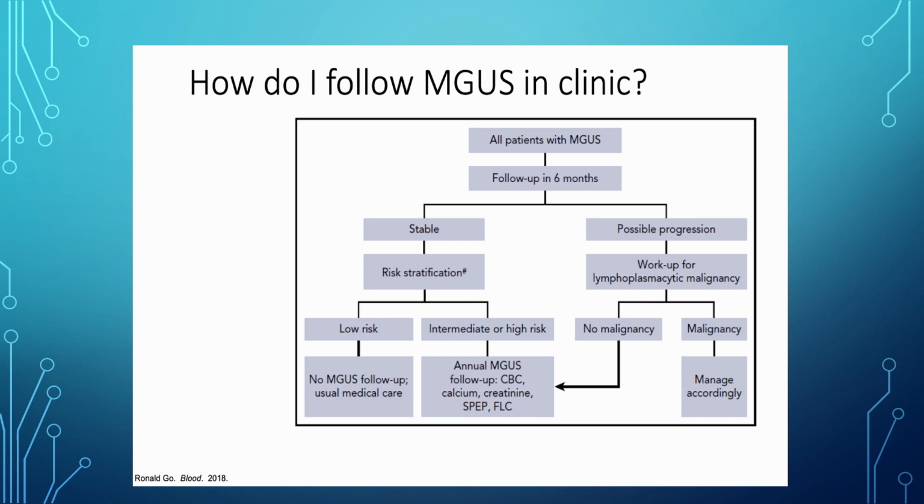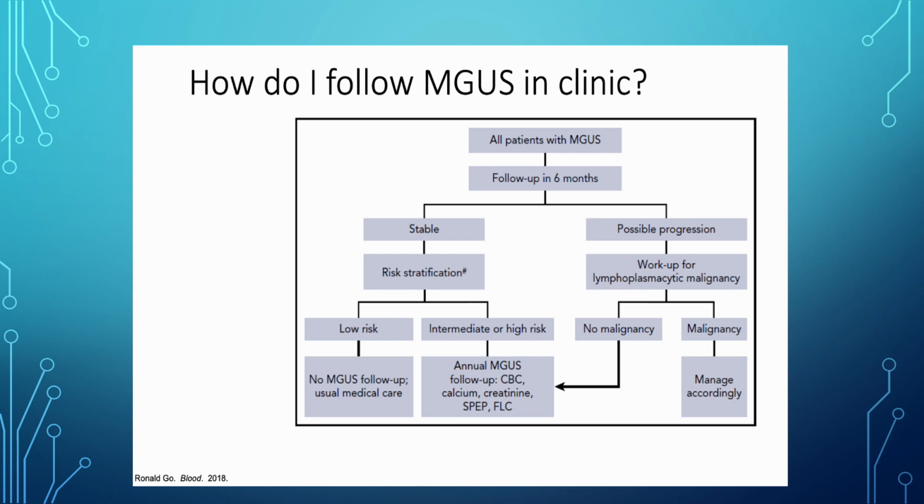So another thing is, how do I follow MGAS in clinics? Now, all patients with MGAS need to follow up in 6 months. So we'll be seeing if there's a possible progression or if the patient is stable. If there is a possible progression that we see, we'll work up for lymphoplasmacytic malignancy. If there's a malignancy, we'll manage accordingly. If there's none, then we'll go with annual MGAS follow up, which includes the calcium levels, creatinine level, CBC level, definitely SPEP, and the free light chain ratio.